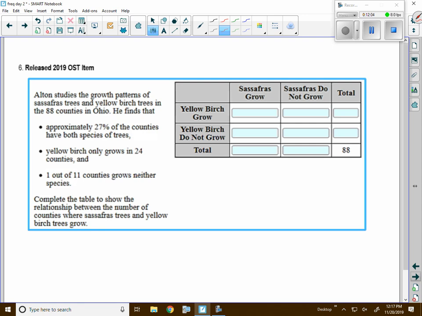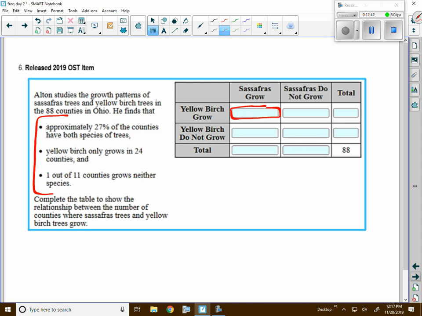So that total is filled in. The 3 items that we have are right here. Let's pick out which one we think we can use first. The first one says approximately 27% of the counties have both species of trees. Would you agree if we're doing both species, that would go right here? For the fact that they grow sassafras and they grow yellow birch. Would you agree with that? Okay, so we know that's where our answer is going to go.